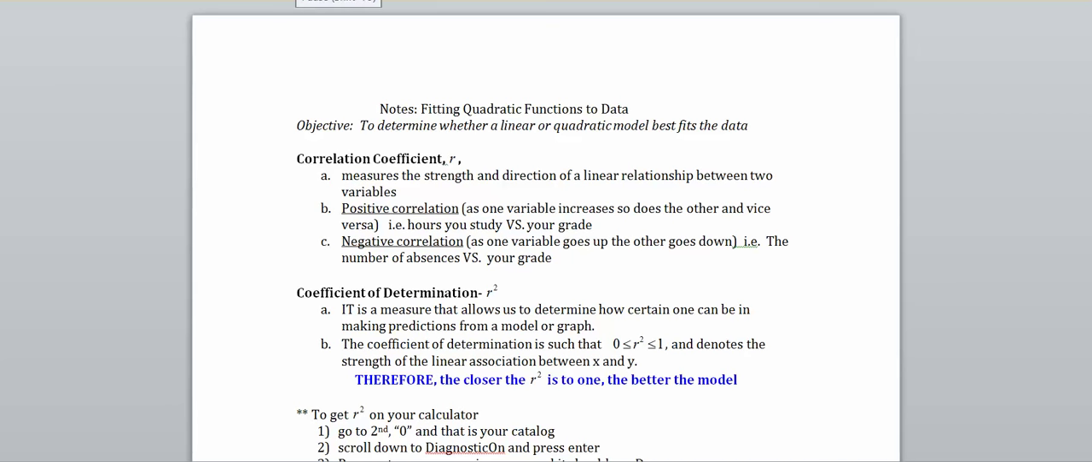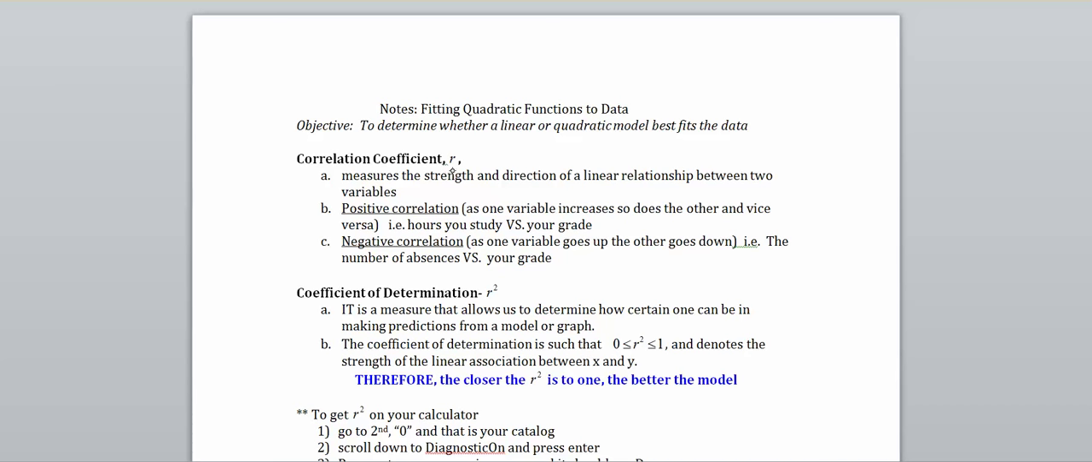So the notes that we're doing today, we're going to determine whether a linear or quadratic model best fits the data. We've learned how to do linear regression as well as quadratic regression. So now we're going to give you data and say, okay, which model is going to best fit the data without telling you which one is the answer. In order to do that, we're going to have to talk about two things.